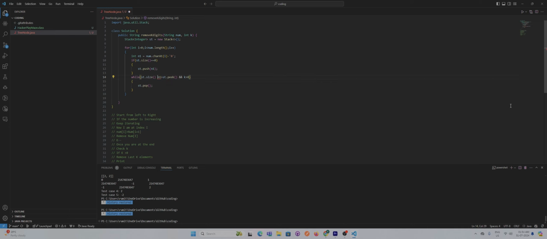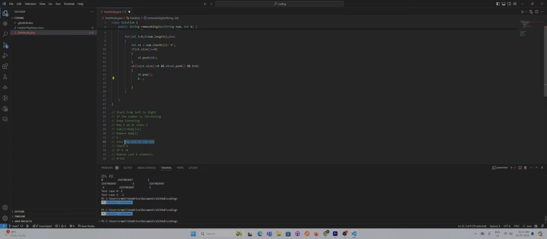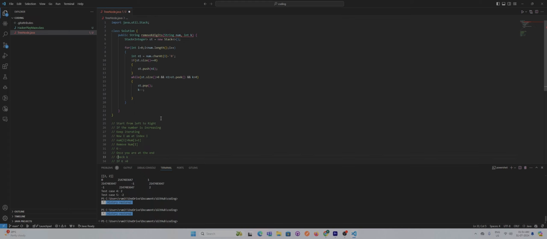If I am doing this, it's very much possible we will come across cases like that, when the entire stack goes empty. st.size greater than 0 and n1 greater than st.peek and then k greater than 0, st.pop. Whenever I'm doing an st.pop, I need to do a k minus minus, because one element is going down from k. So once you are at the end, check if k is greater than 0. So this keeps going on.